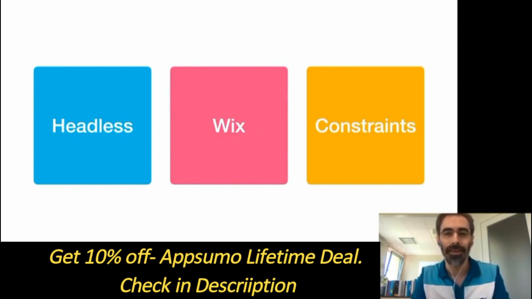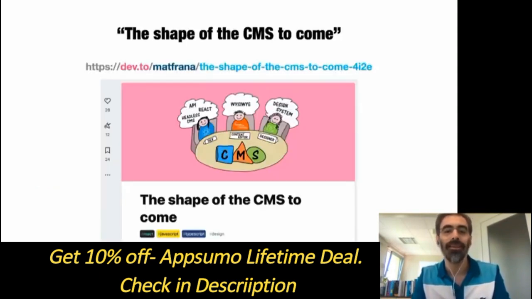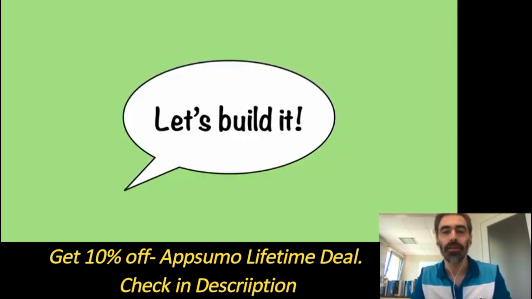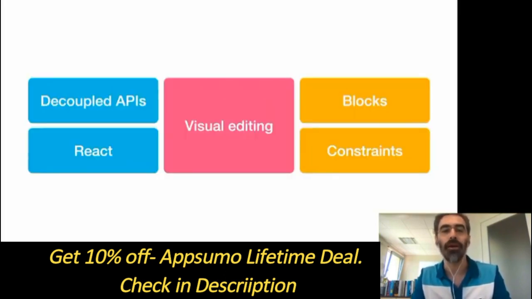With these ideas in mind, in January 2020, I wrote this article, The Shape of the CMS to Come, where I envisioned my ideal CMS. And I was thinking that if I had these needs for a new kind of CMS, maybe other agencies skilled in React had the same needs that I had at that time. And well, the requirements were these ones.